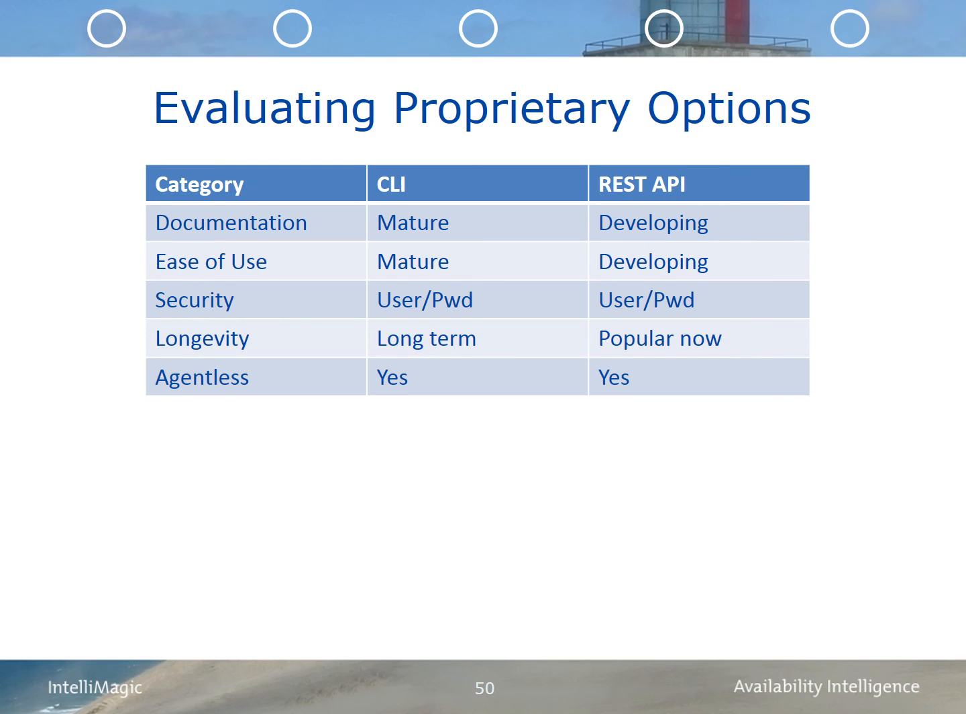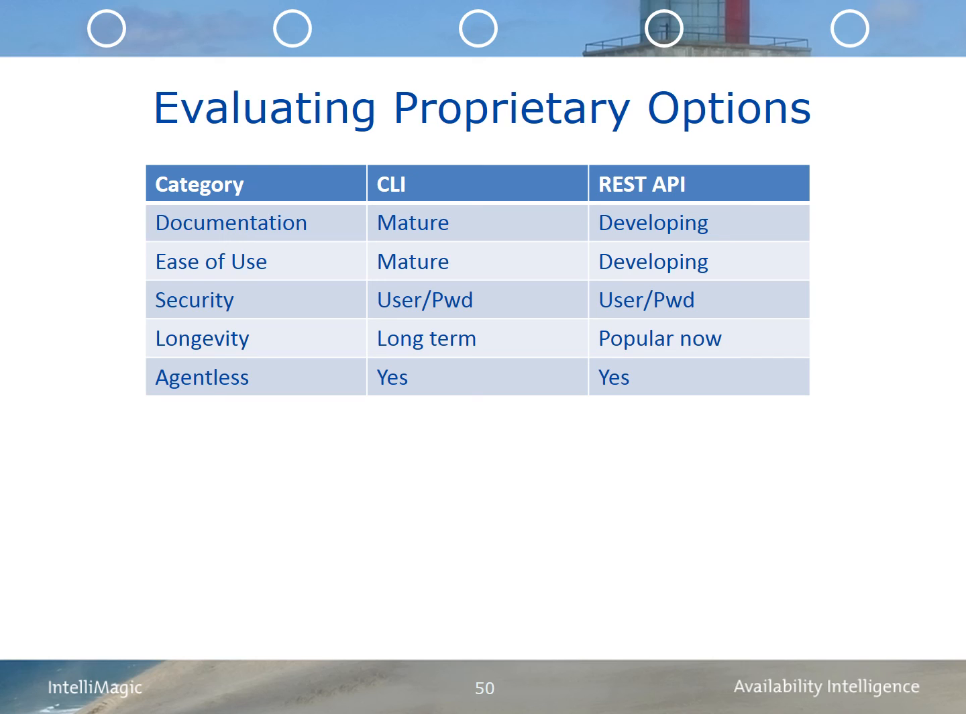So how do you decide which proprietary option is the best? Well, let's take a look at a few of the attributes that differentiate the two options. In terms of documentation, the CLI implementation is very mature across all platforms, and there's a tremendous amount of documentation describing the commands and the results. Whereas for the RESTful API, the documentation is fairly limited and developing as we speak. In terms of ease of use, the CLI is very mature and fairly easy for the layman to use without significant investment in time. Whereas the RESTful API requires some development knowledge, at least in terms of web development.